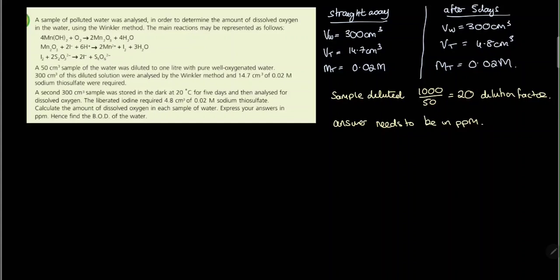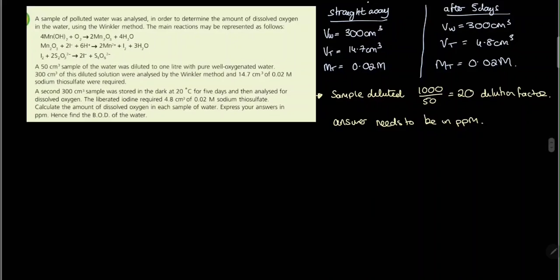Okay, so this is the information I've extracted. So I've set up 2 columns. The first is for the sample of water that was tested straight away, and the second column is for the sample of water that was tested after 5 days, kept at a constant temperature. So then I also looked and I saw that the sample was diluted, so I just wanted to make a note of that. I worked out the dilution factor by seeing how many times the 50 centimeters cubed was diluted into the 1,000, the litre. So the dilution factor is a factor 20. And I've also just made note that the answer needs to be in parts per million.